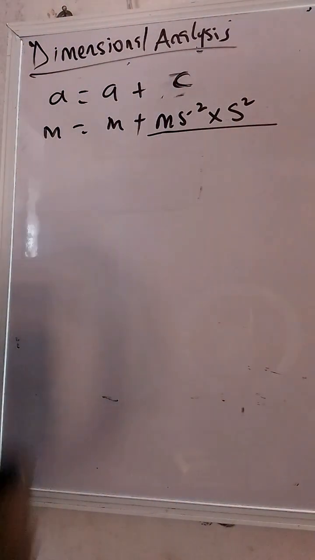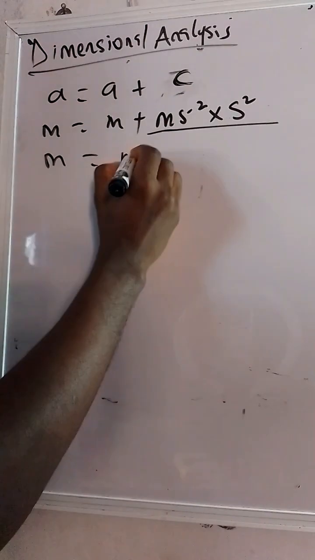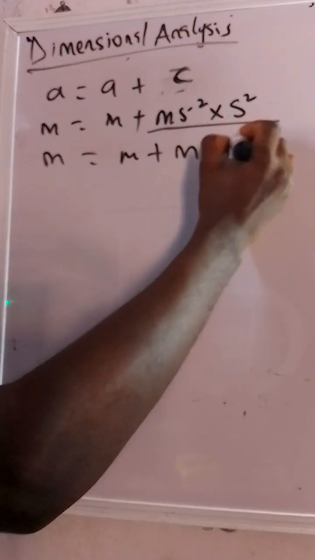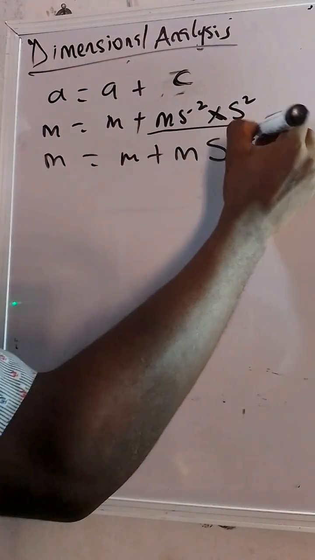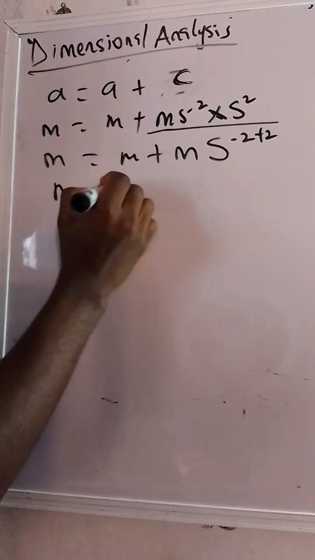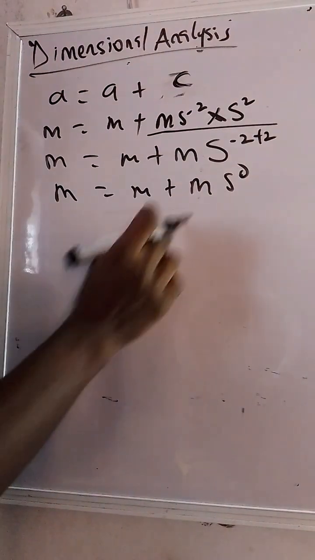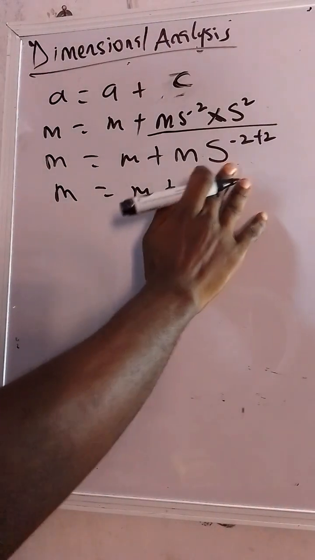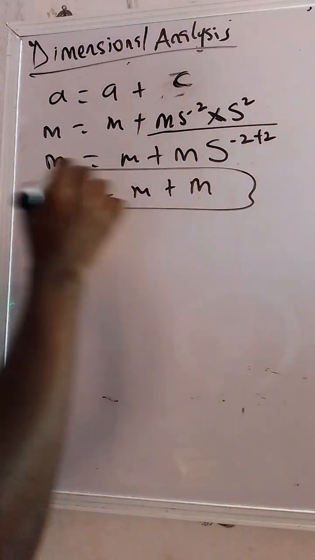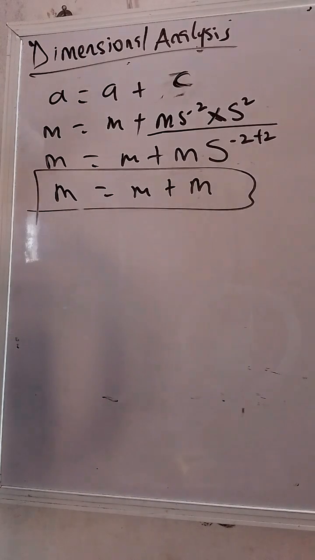So what are you going to do? Meter is equal to meter plus meter to the power minus 2 plus 2. That's going to be meter is equal to meter plus meter raised to the power 0. Any number raised to the power 0 is 1. So you can also solve the question like this.